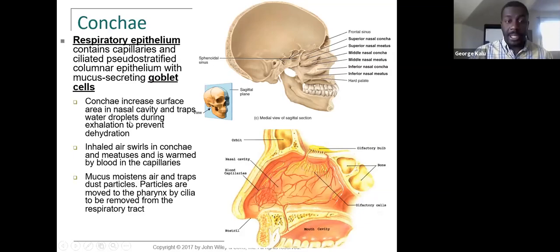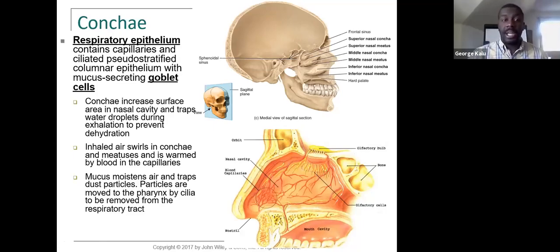The conchae are going to help to increase the surface area inside the nasal cavity. Because of the way they branch outward from the lateral walls, they increase the surface area, and that's really important because when we breathe out, normally we're breathing out a little bit of water vapor. What we don't want is to constantly be exhaling water, because then we're eventually going to dehydrate ourselves.